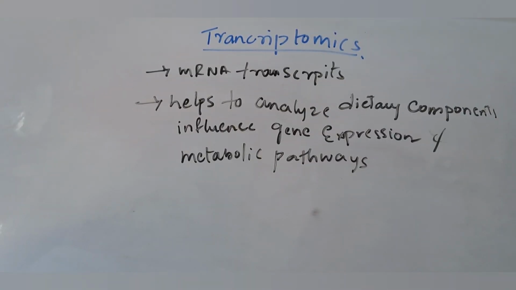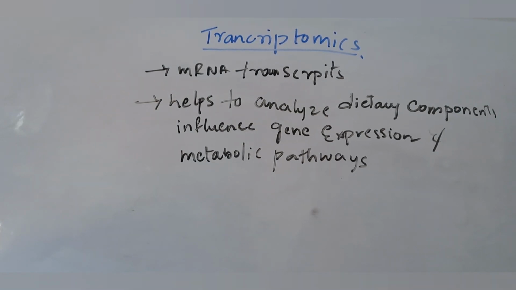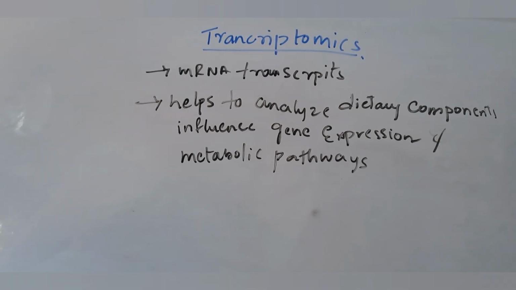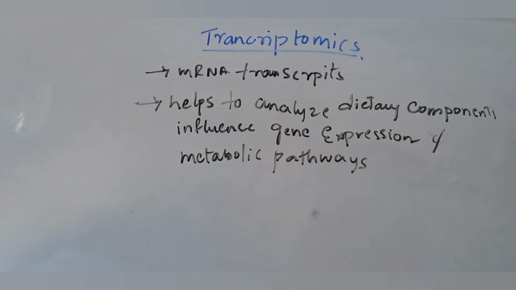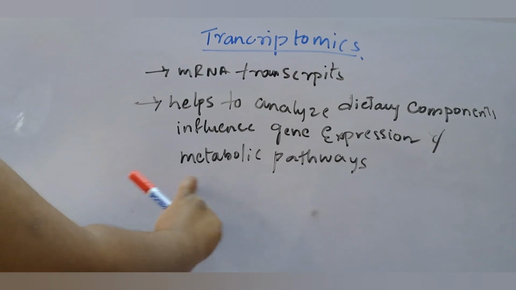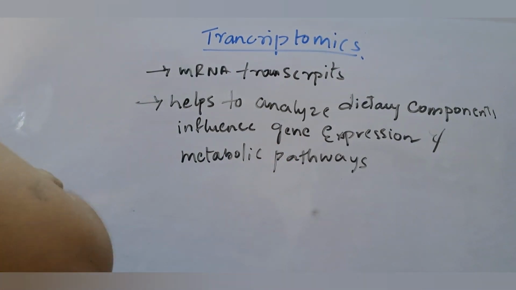Next is transcriptomics. Transcriptomics is nothing but learning about RNA, mRNA transcripts, right? Under specific conditions the genes will be expressed, right? That's why it helps to analyze dietary components which influence gene expression and metabolic pathways. That means transcriptomics helps to understand and analyze how dietary components or nutrients influence the metabolic pathway and also the gene expression.